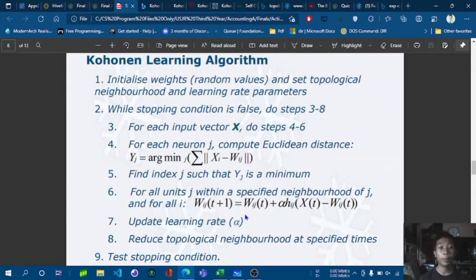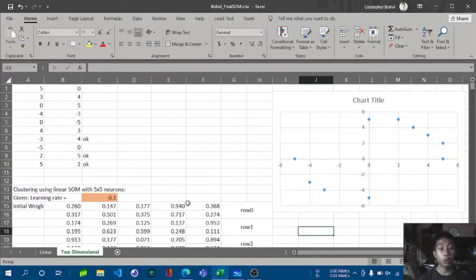So good day, I'm here to present my solution using Kohonen learning algorithm. And let's get started. So here we have input x and y. We need to use a linear self-organizing map with 5 times 5 neurons. In each neuron, we have weight x and weight y. The reason why it has weight x and weight y is because of the inputs.